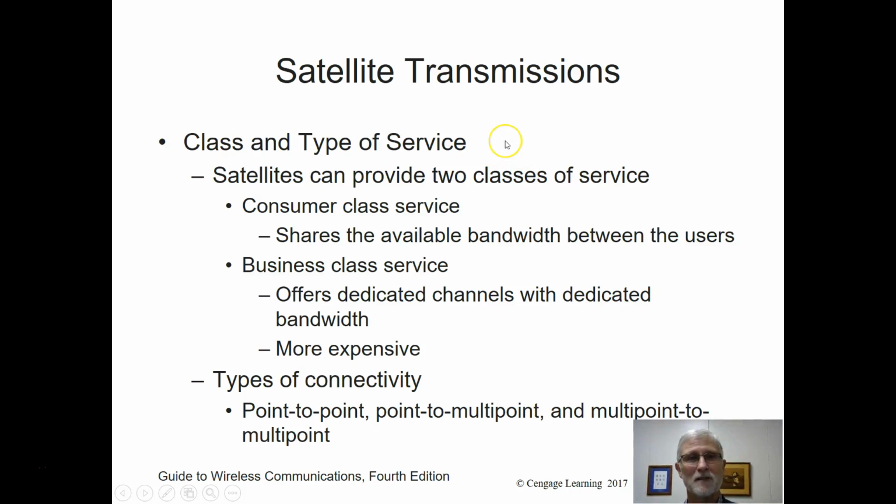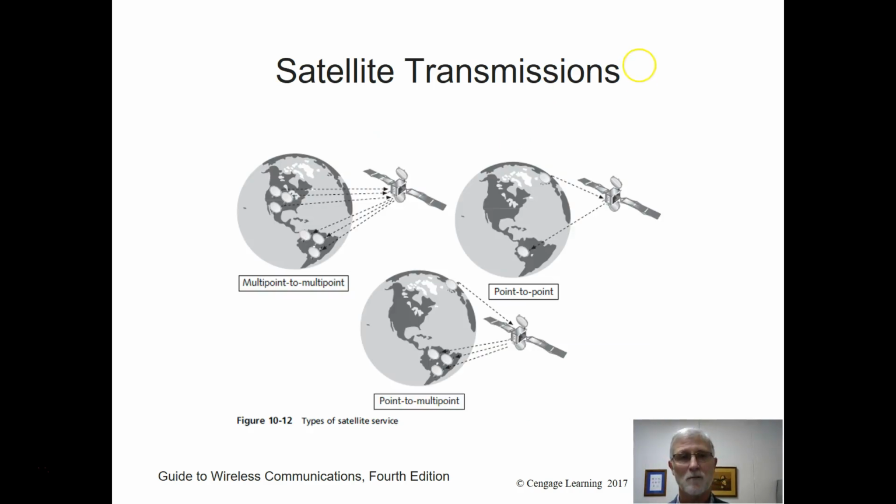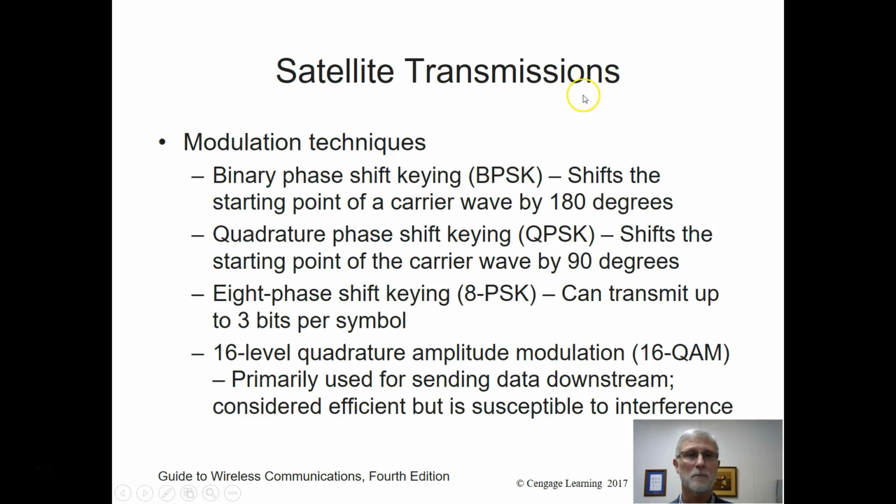Now, the class or type of service pretty much falls into two categories: consumer and business. Consumer says I'm going to share it with other consumers. Business says I've probably got dedicated channels. Definitely more expensive, but it gives you a whole lot more security. Now, the type of connectivity, you've seen that in your Net 125, 126 classes: point-to-point, point-to-multipoint, and multipoint to multipoint. So it allows me to communicate multiple different ways with people on the planet.